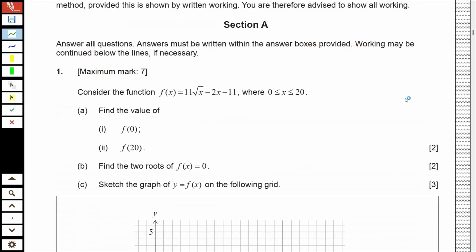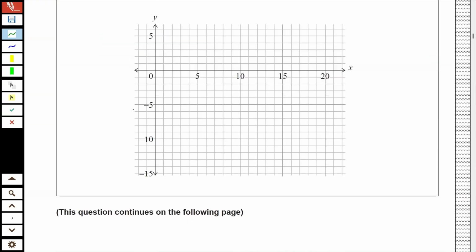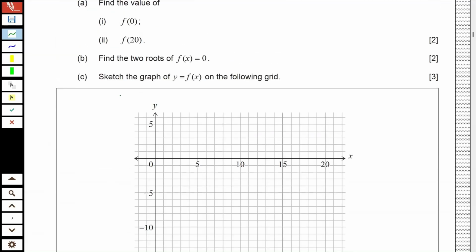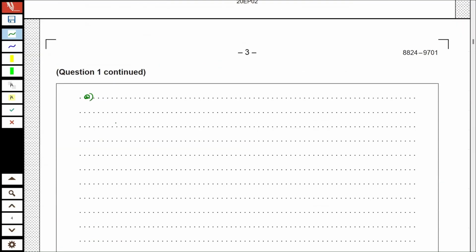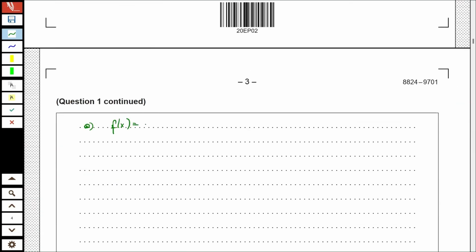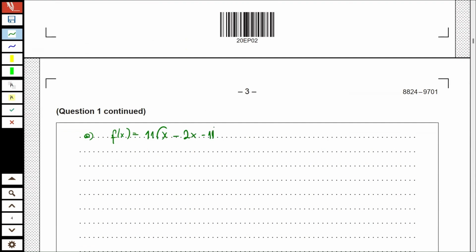Start with section A. The first question is, consider the function f of x equals 11 times square root of x minus 2 times 6 minus 11, where x is between 0 and 20. Find the value of f(0) and f(20). So you are just gonna write on your GDC f of x, 11 square root of x minus 2 times 6 minus 11.